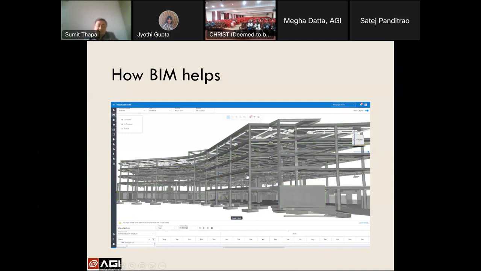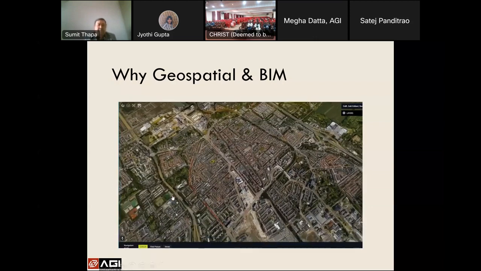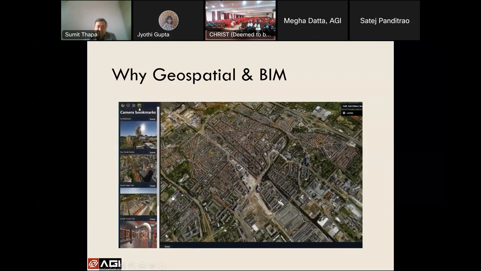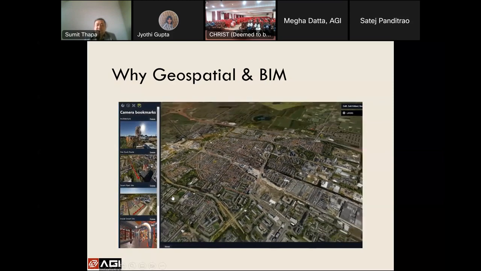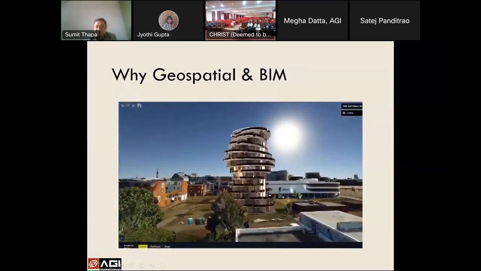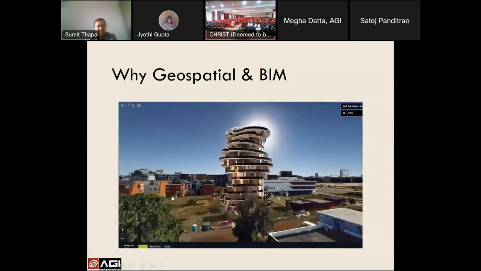So BIM is a very useful model for progress monitoring and operations management. Then why do we want to amalgamate BIM and geospatial? Geospatial will give you an idea about the environment of that particular area. Whenever you are planning some structures, you can visualize how that structure is going to look with the current skyline when you incorporate your BIM and geospatial data.